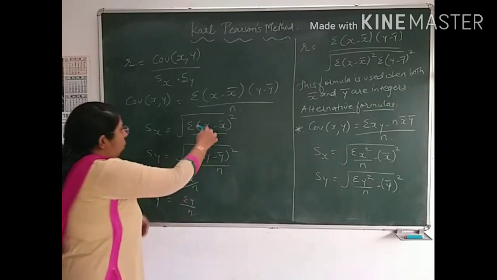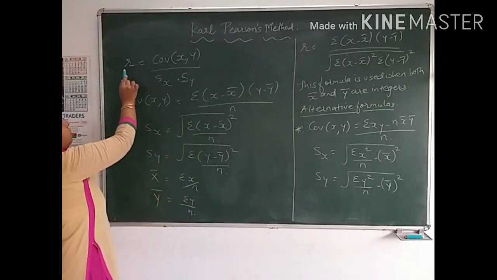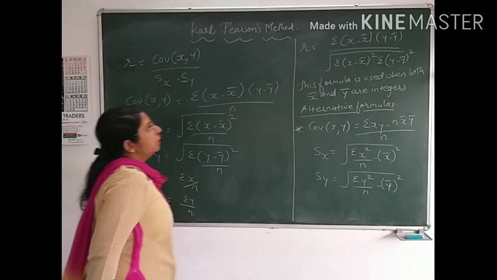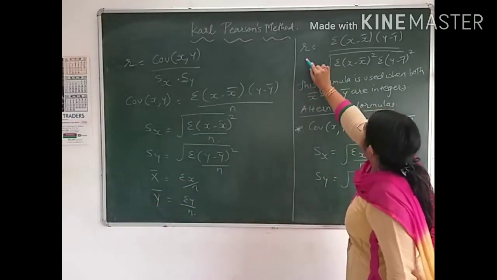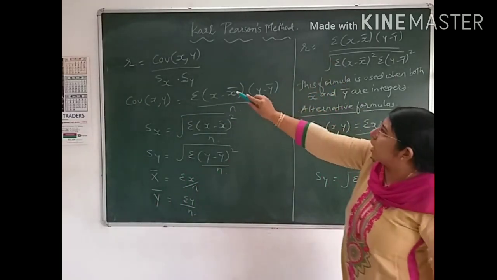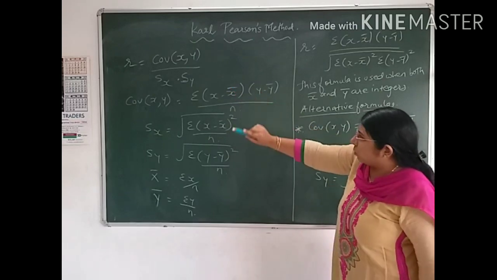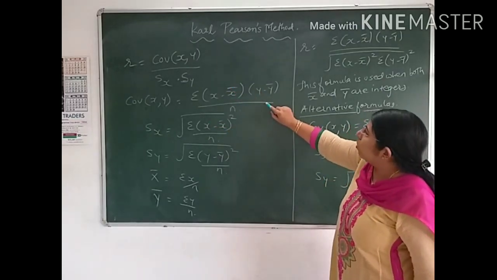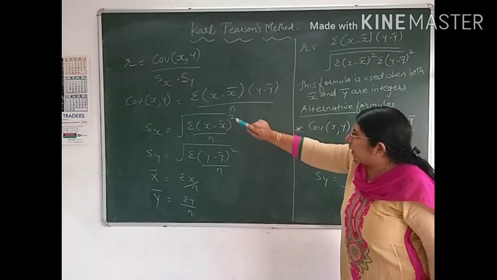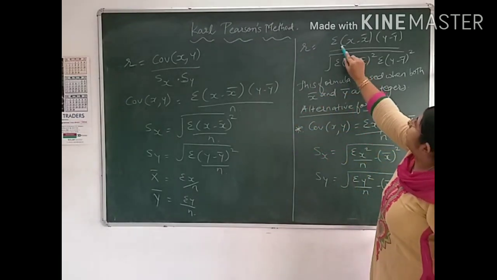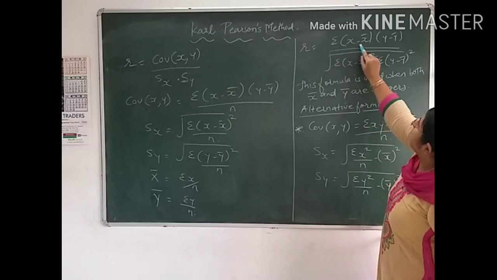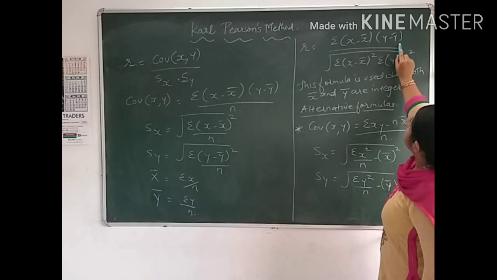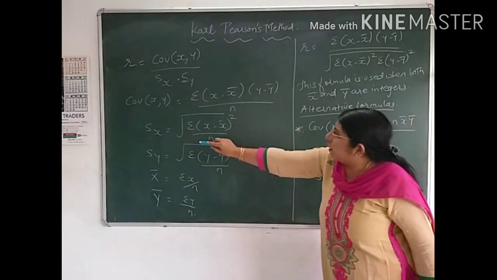By substituting all these three formulas in the basic formula of r, we will get this formula. See, what is r over here? Covariance of xy. Now what is the formula of covariance of xy? That is sigma x minus x bar into y minus y bar upon n. So instead of covariance of xy, I am writing over here sigma x minus x bar into y minus y bar.